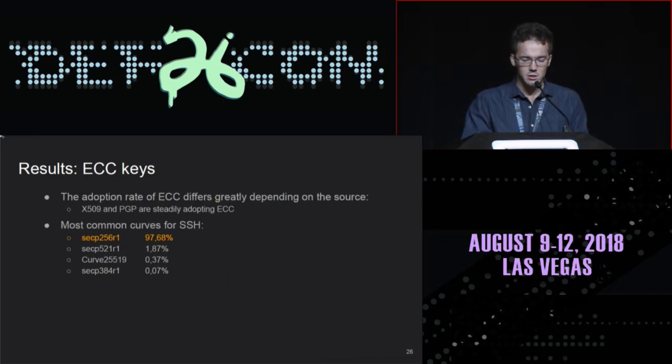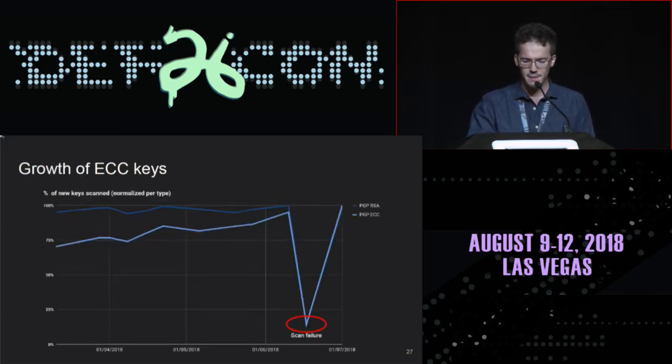ECC keys, on the other hand, are getting more and more used in practice, which is good. Certificates and PGP mostly are using it more and more. On SSH, the most used curve is still a NIST curve, which is not bad per se, but Curve25519 is growing. It's in 3rd position right now, but maybe next year it will be 2nd. It still has a bit to go before being 1st. So more and more ECC keys.